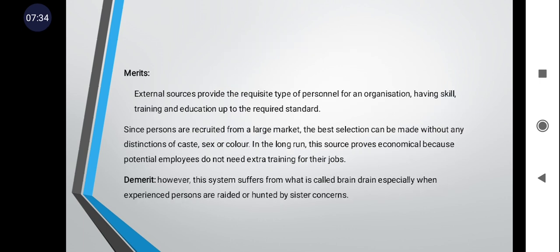Merits. External sources provide the requisite type of personnel for an organization having skill, training, and education up to the required standard. Since persons are recruited from a large market, the best selection can be made without any distinction of caste, sex, or color. In the long run, this source proves economical because potential employees do not need extra training for their jobs. Demerit. However, the system suffers from what is called brain drain, especially when experienced persons are raided or hunted by sister concerns.